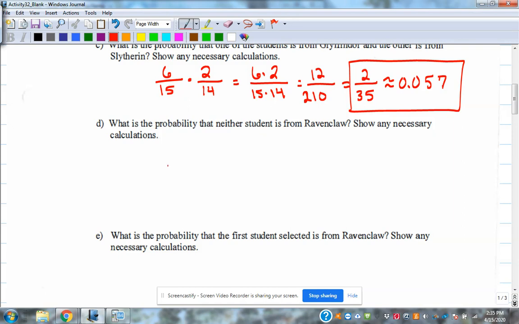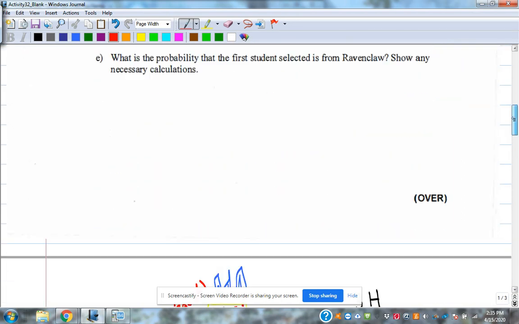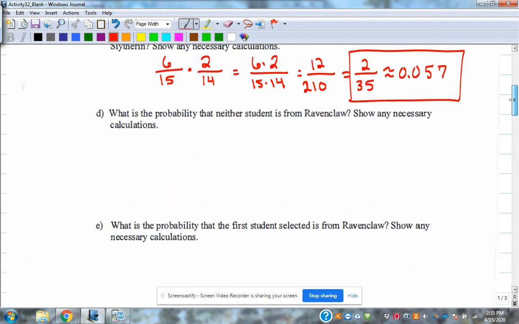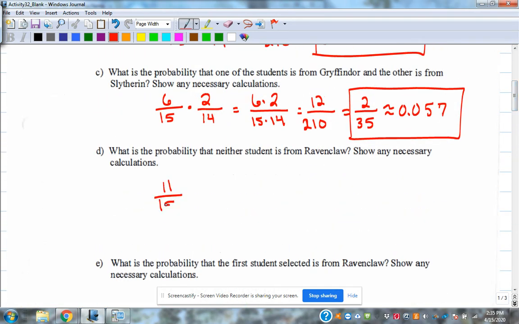So how many are non-Ravenclaws in the problem? So Ravenclaw had 4 choices, so there were 15 total. So we could have 11 out of 15 for the first choice, so we choose someone that is not in Ravenclaw for the first choice. We need to choose 10 out of 14 in the second choice, and multiply those together. I'm going to do a little bit of cross canceling here because I can. That'd be 22 over 30 plus 12 would be 42. Now then I'll reduce that to 11 over 21.